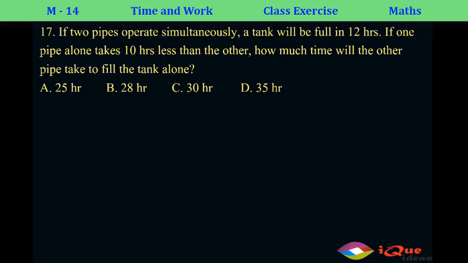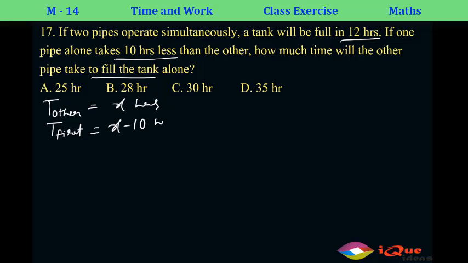Now this question says if 2 pipes operate simultaneously, a tank will be full in 12 hours. If one pipe alone takes 10 hours less than the other, how much time will the other pipe take to fill the tank alone? So let's assume that the time for the other pipe is equal to X hours. That means the time for the first pipe will be 10 hours less, that is X minus 10 hours. Alright. That means the time together, we can directly apply the formula of T1 into T2 upon T1 plus T2. So here it is X into X minus 10 upon X plus X minus 10.